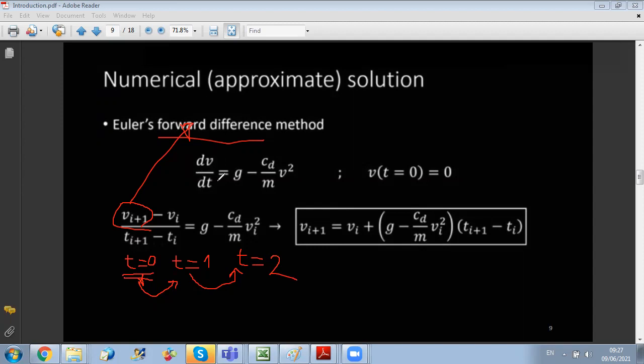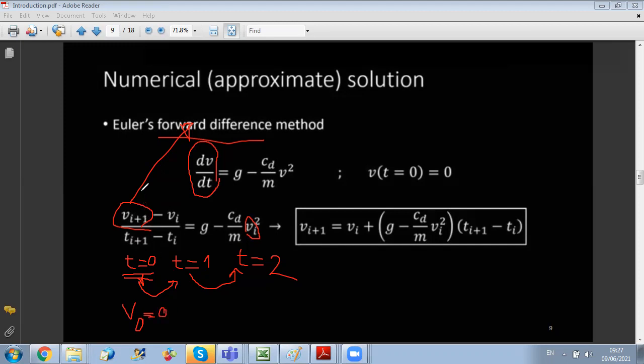And if you replace dv by dt by the forward form of derivation, which is vi plus 1 minus vi over ti plus 1 minus ti, then here you will take g minus cd over m times the velocity at point i squared. So if you know, for example, at t equals 0, what is v0? Let's say v0 equals 0.